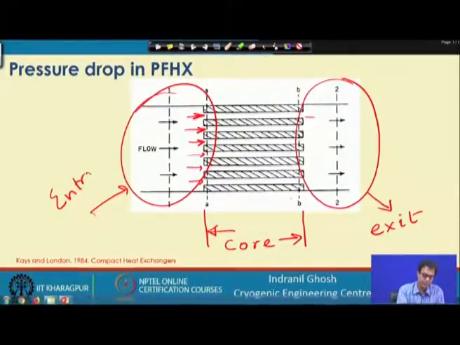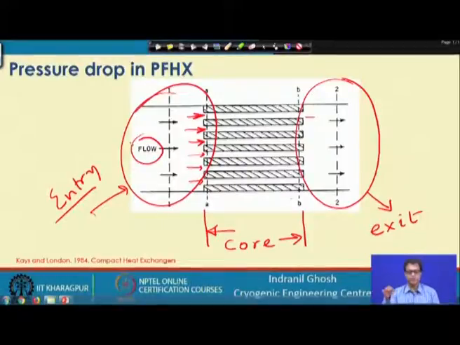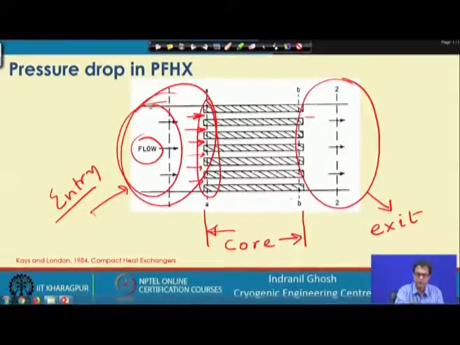As you can understand, when this flow is coming and reaching this surface or the core, it will find that suddenly there is some kind of reduction in the heat transfer flow area. Earlier it was flowing through this area, now it has a reduced area because some of the passages are blocked.